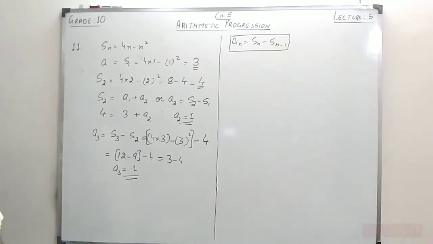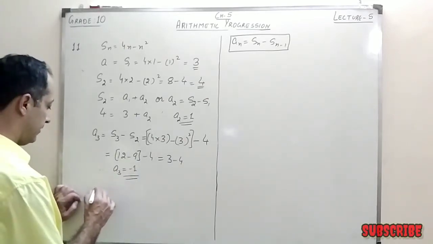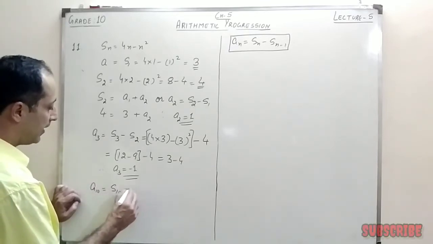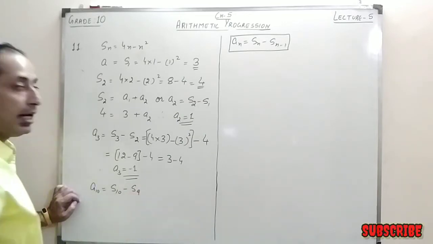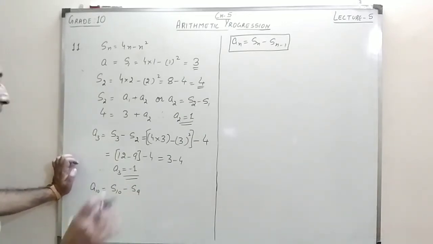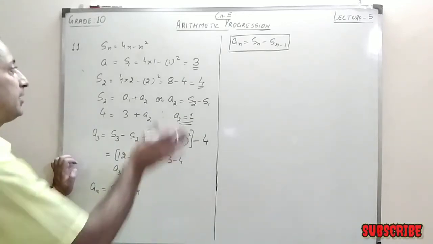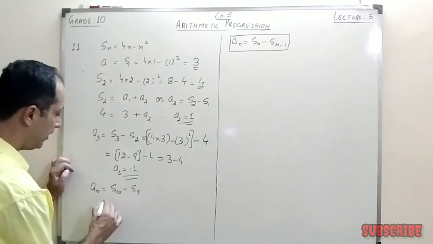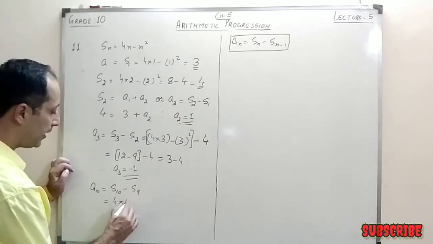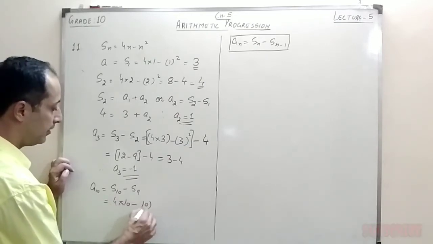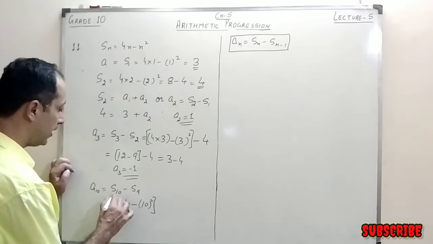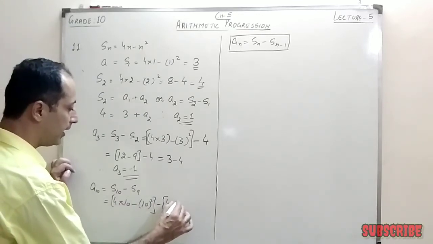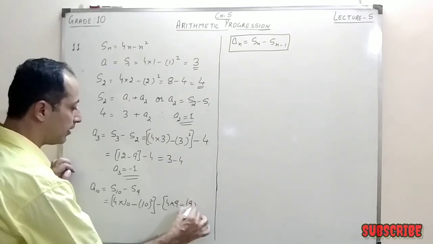Next, I have to find the 10th term. So, A10, again I can use the same relation. A10 is S10 minus S9. Now, I have to find both because neither of the two I have found. So, I put the value of n equal to 10 here. For S10 it would be 4 into 10 minus 10 square, and I put this whole thing in a big bracket, minus, for S9 it would be 4 into 9 minus 9 square.